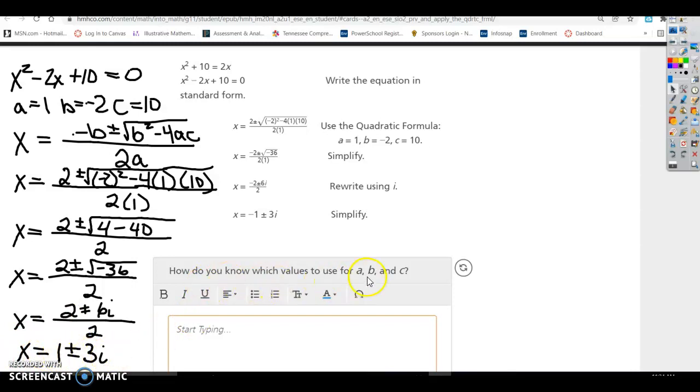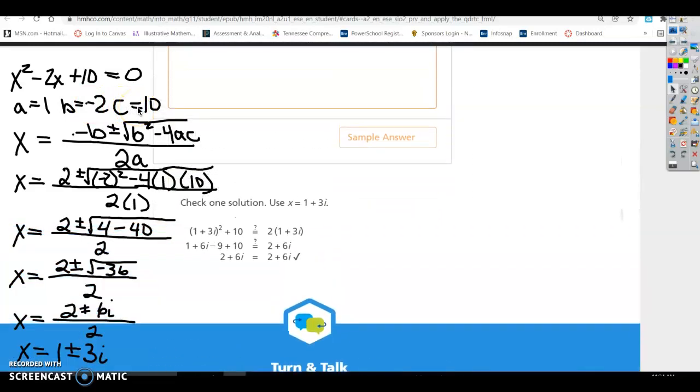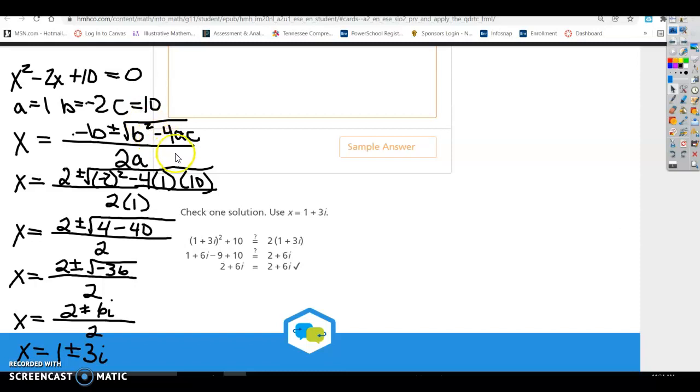It says, how do you know which values to use for a, b, and c? A is the quadratic, b is the linear, c is the constant term. Alright, it says to check your solutions. Oh, they got back to the right answer down here. Alright, so check your solutions.